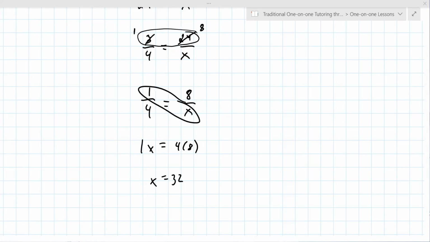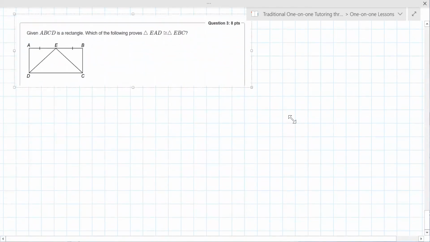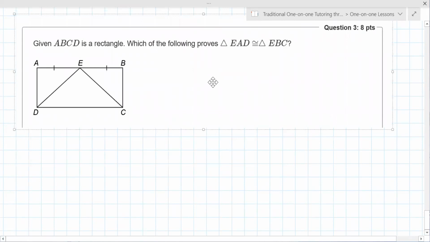Okay, so then next one here is kind of another oddity. It's like a proof. We didn't see any of those in the lesson. We didn't skip any lessons, did we? Not that I know of. Okay, given ABCD is a rectangle, which of the following proves that triangle EAD, this one on the left, equals EBC, this one on the right?